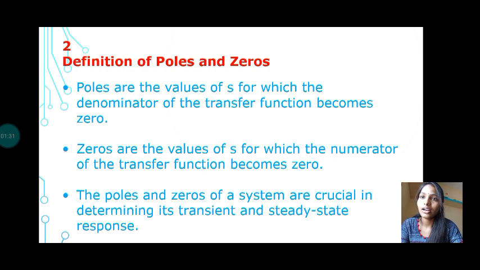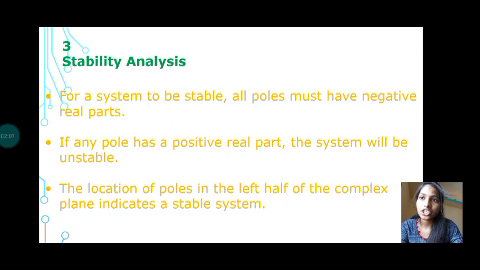Definition of poles and zeros. Poles are the values of s for which the denominator of the transfer function becomes 0. Zeros are the values of s for which the numerator of the transfer function becomes 0. The poles and zeros of a system are crucial in determining its transient and steady state response.